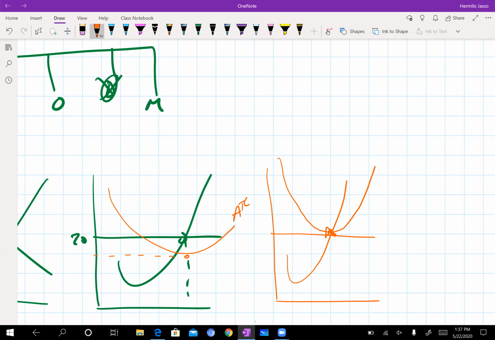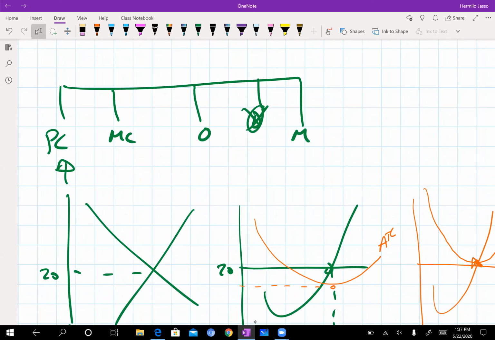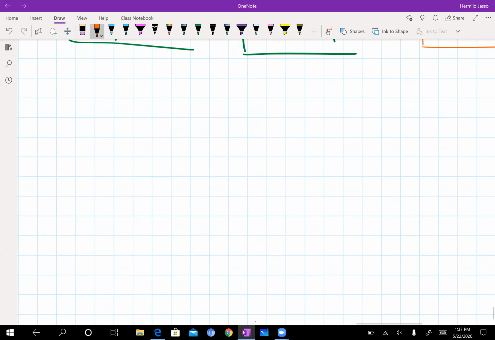Okay, so today we're going to try to understand how monopolies operate. So we're going to go from one extreme to the other extreme, okay? So now let's talk about what a monopoly is.